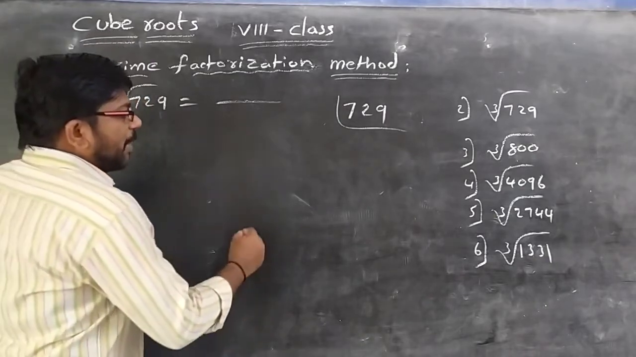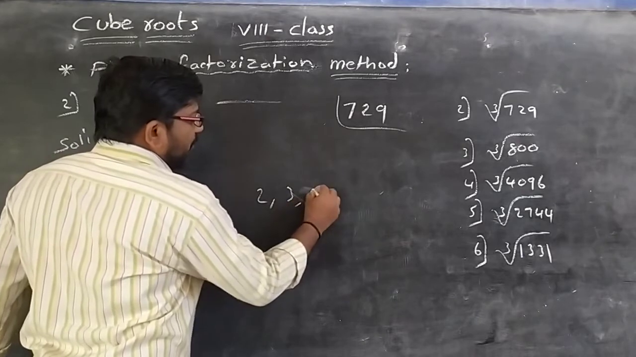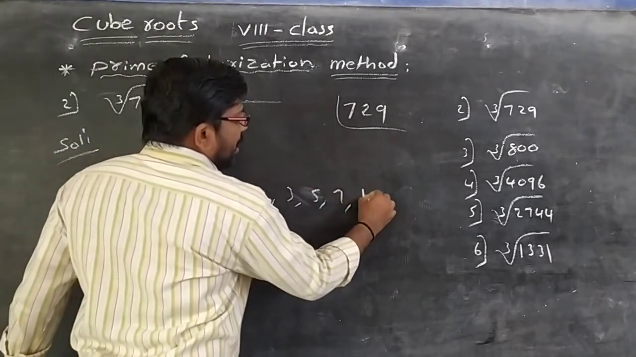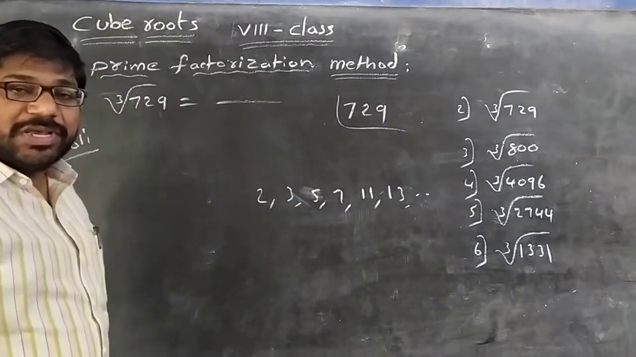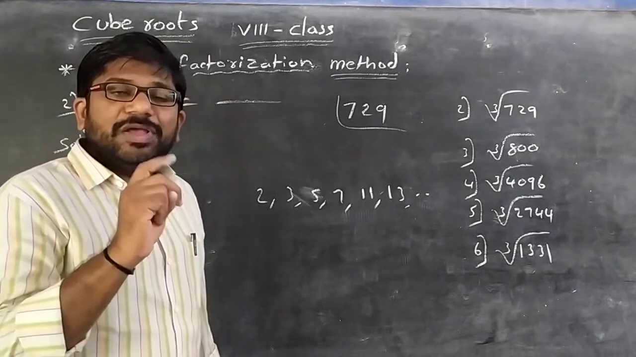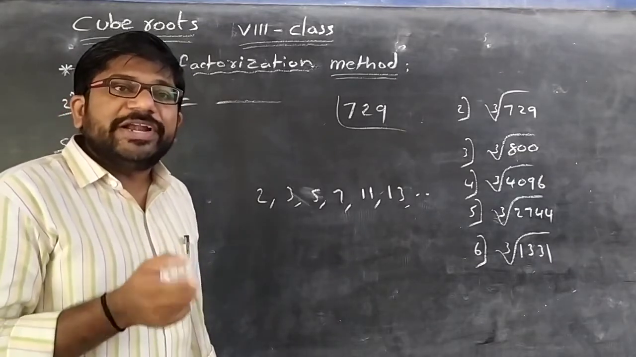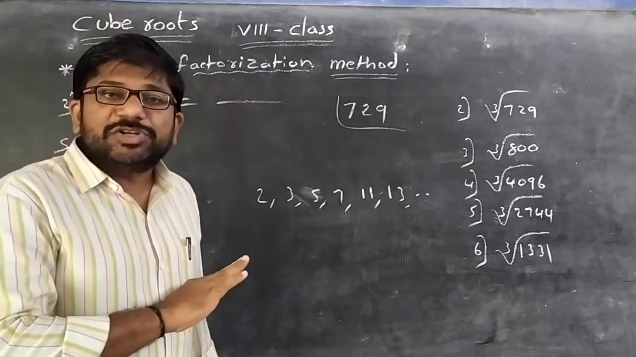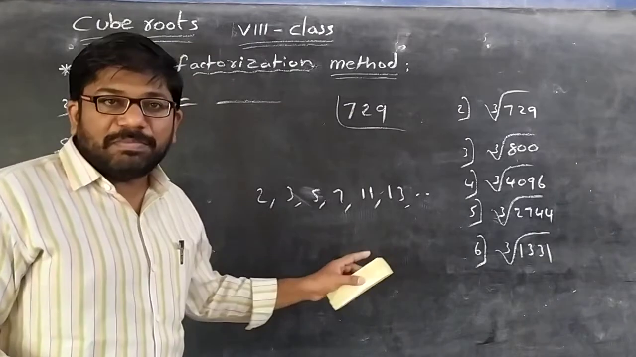Once again listen, the prime numbers are like this: 2, 3, 5, 7, 11, 13, and so on. These are all prime numbers. Prime numbers have only two factors, that is 1 and itself. There are no other factors. Such numbers are called prime numbers.